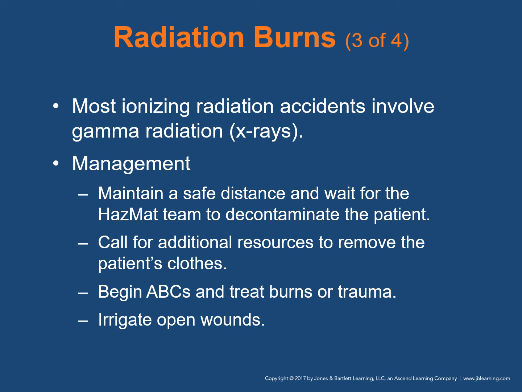Most of our accidents that create acute radiation exposure are gamma radiation through X-rays. Distance, time, and shielding are going to be the best way to stay safe for this, allowing the hazmat team to decontaminate the patient appropriately before you start your treatment. But once you get them, it's ABCs: treat your burns, treat your trauma, and transport them to the hospital.